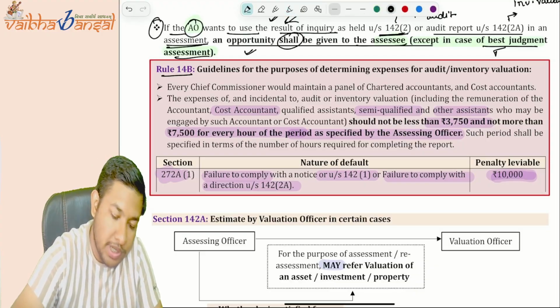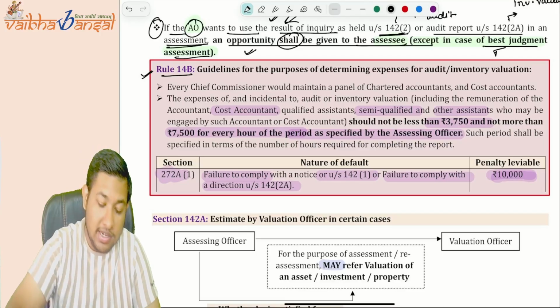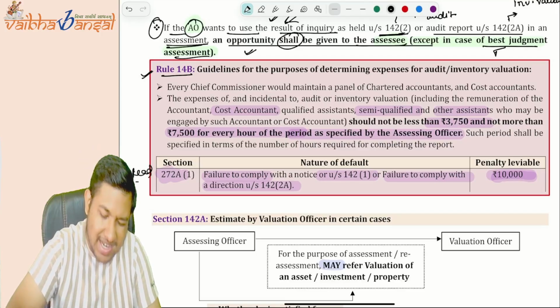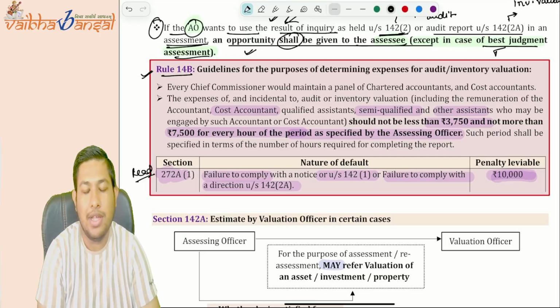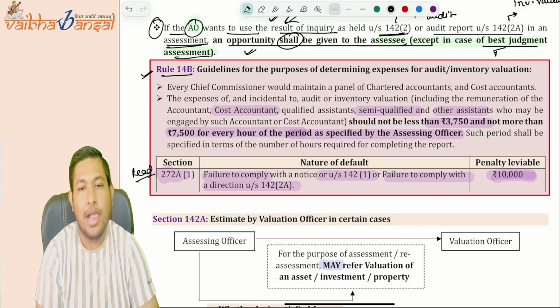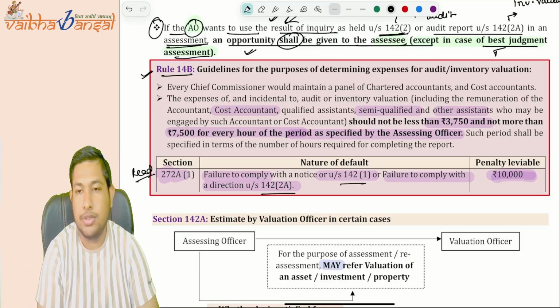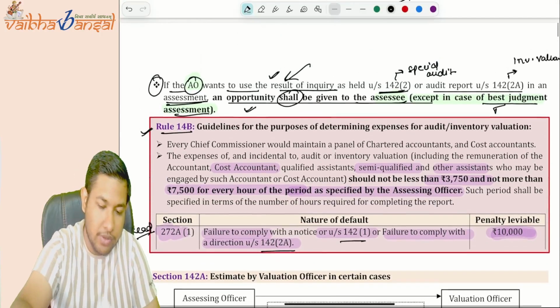So this needs to be understood. You just need to read this twice, and you will be in line with this particular section that there is a penalty of 10,000 as well, if you fail to comply with these notices. Understood clearly.